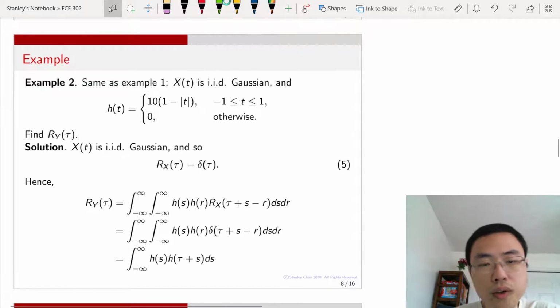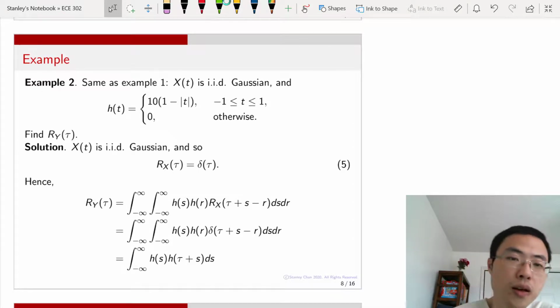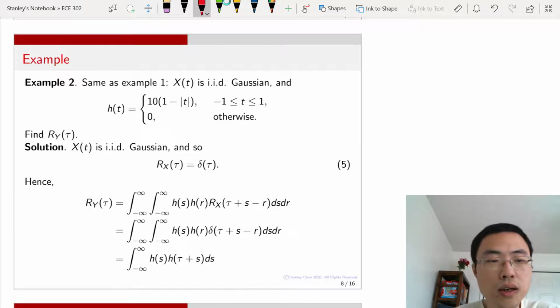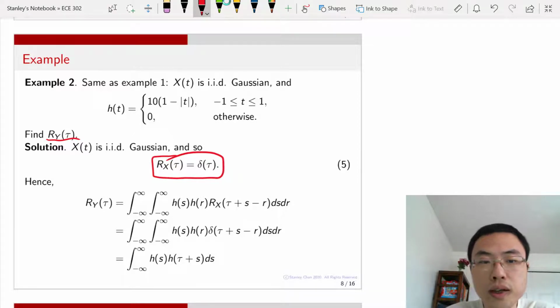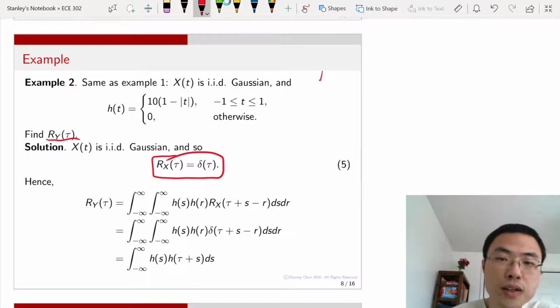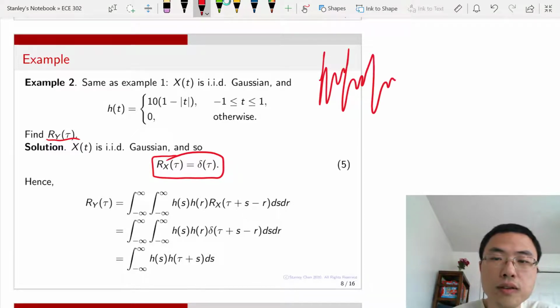So let's continue our example as before. We ask, in that case, what would be the autocorrelation function of y? Now, since our problem is i.i.d. Gaussian, the autocorrelation function of x is in fact the delta function. Okay, this is a very special property of our problem because it's pure noise. Okay, this is your input.